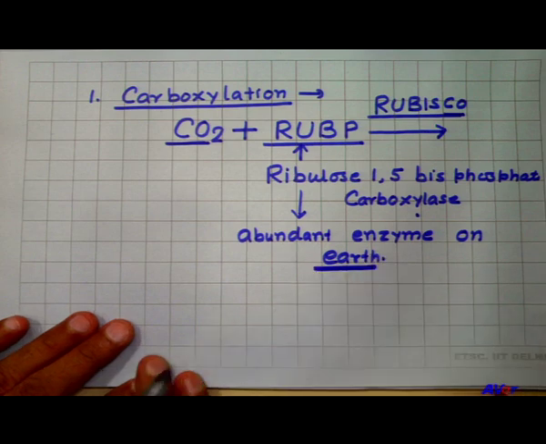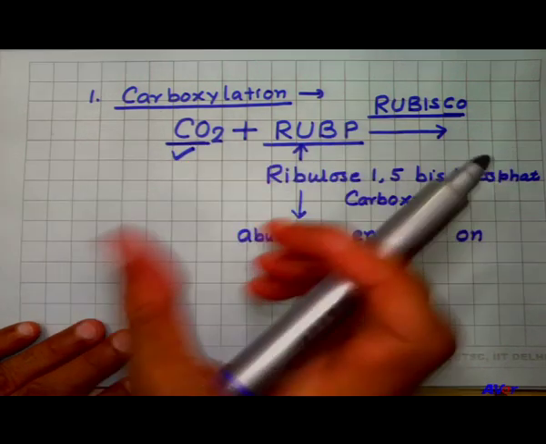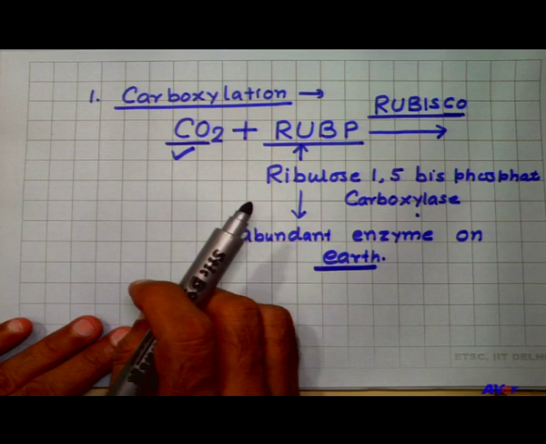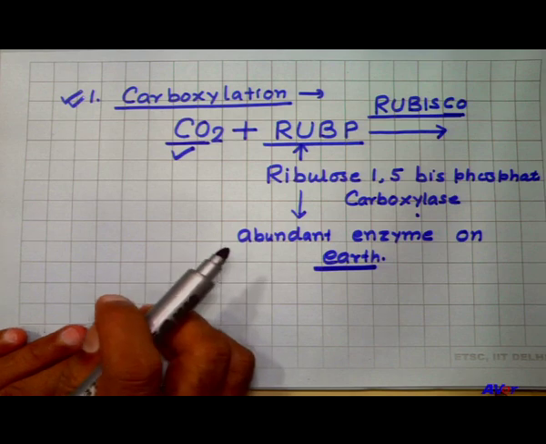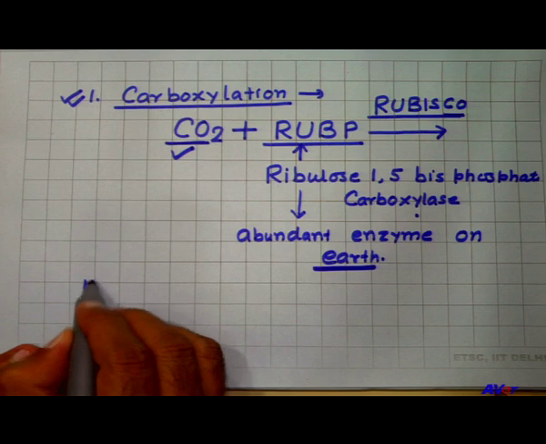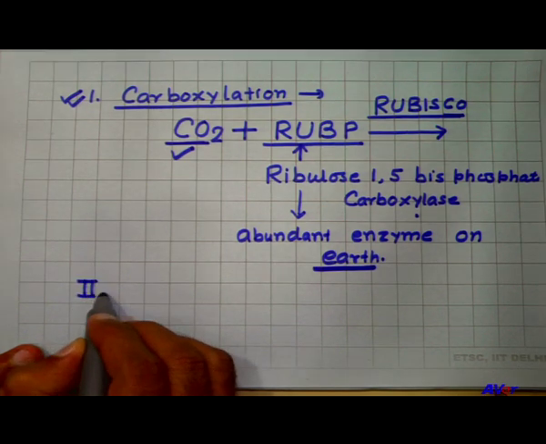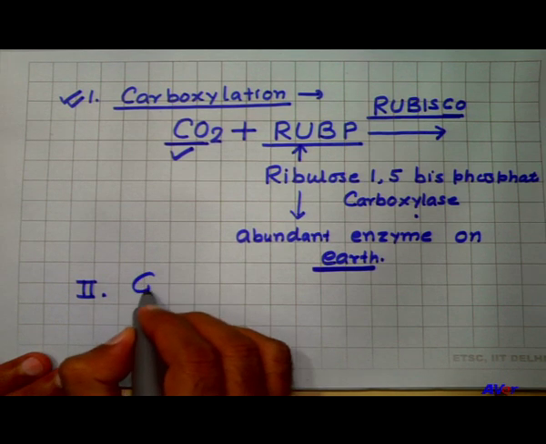Because it reacts with the carbon dioxide, the first reaction starts. So, the first process in the dark reaction is carboxylation. The second reaction is mainly where reduction takes place, that is called glycolytic reversal.